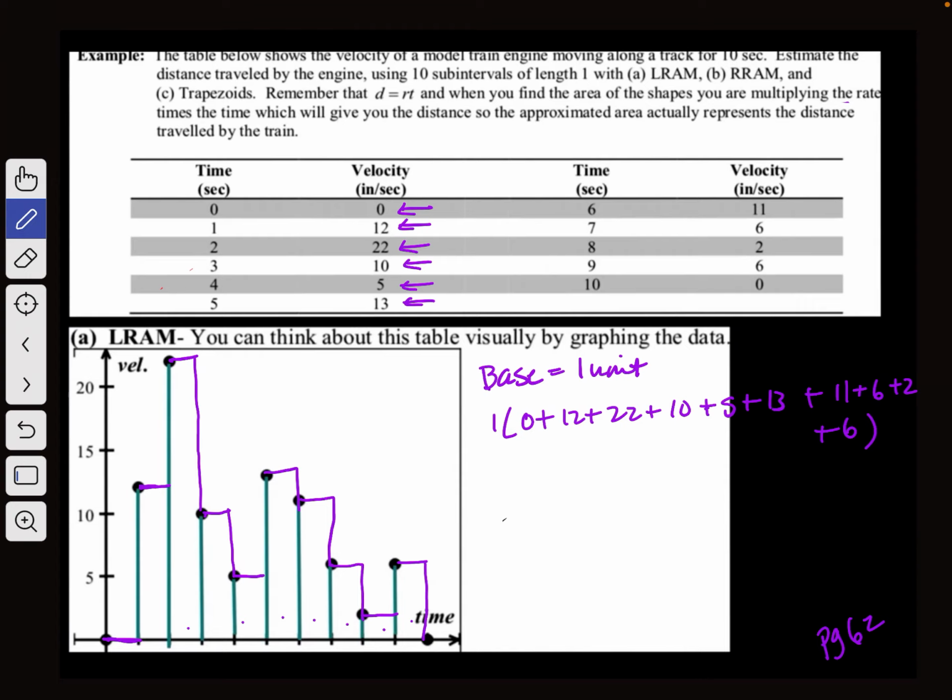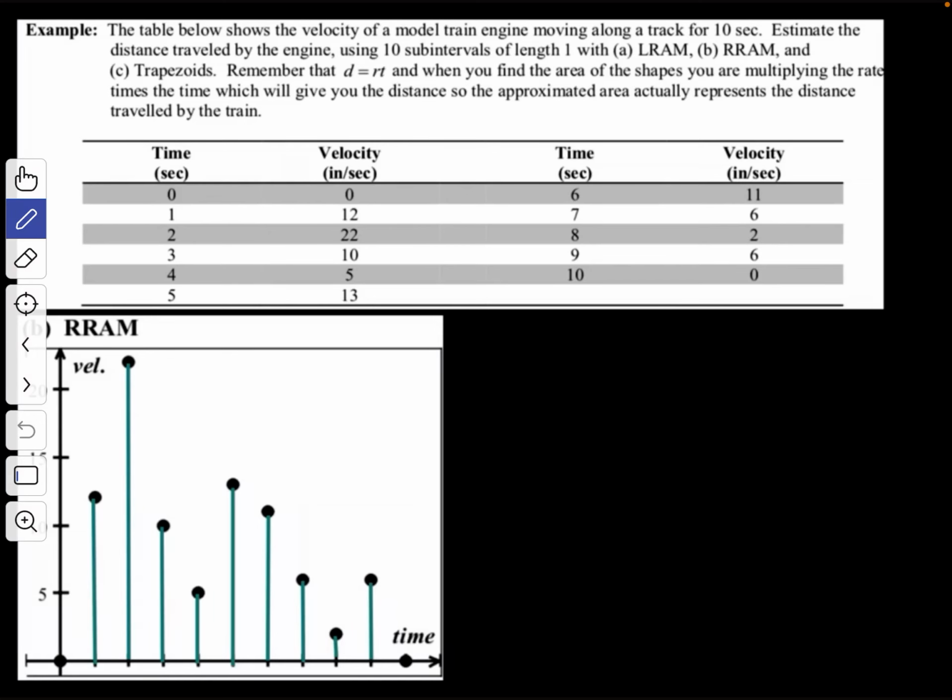And so the height is in inches per second, because that's our velocity. So this is inches per second, and our time is seconds. So when I multiply these, this is going to give me inches traveled. And if we add these up, we get 87 inches traveled. That's the distance that this train has gone. And this is with an LRAM.